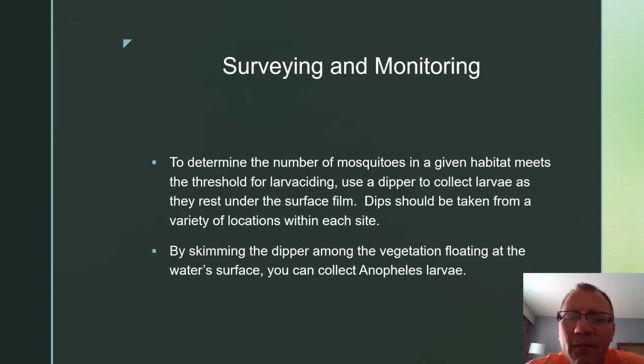Looking at surveying and monitoring, to determine whether the number of mosquitoes in a given habitat meets the threshold for larviciding, use a dipper to collect larvae as they rest under the surface film. Dips should be taken from a variety of locations within each site. By skimming the dipper among the vegetation floating at the water surface, you can collect Anopheles larvae.